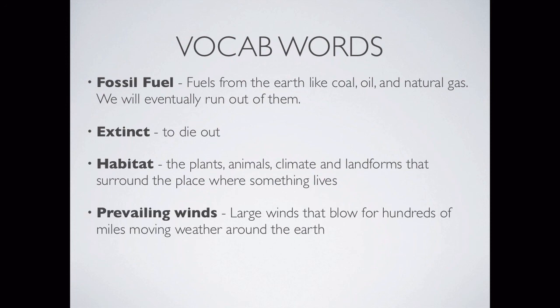Prevailing winds, I mentioned a little bit earlier, those are the large winds that blow for hundreds of miles, moving weather around the earth. If you want to know more about prevailing winds, just watch your local weather forecast for a week on Channel 7 or Channel 9. You'll hear the weatherman every day talking about the prevailing winds, bringing cold air from Canada or hot air up from the Gulf of Mexico. And as you watch that, you really will start to get a picture, looking at the maps that he shows, of how these winds move weather around.